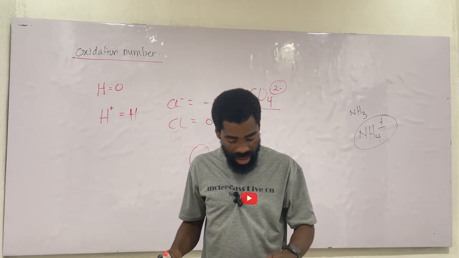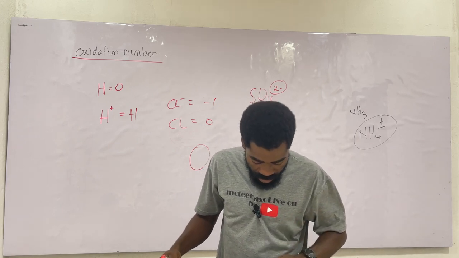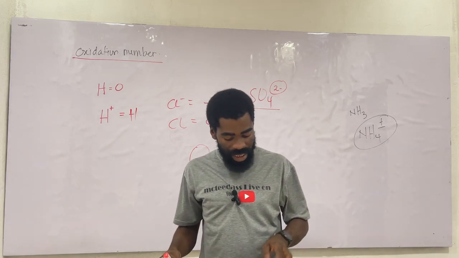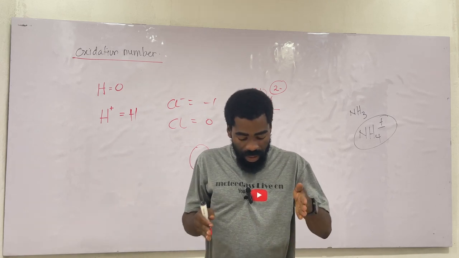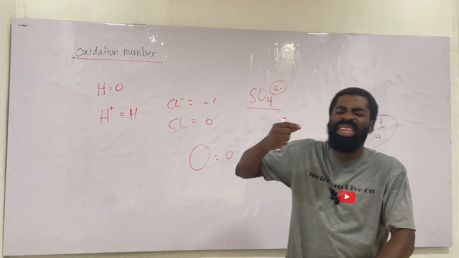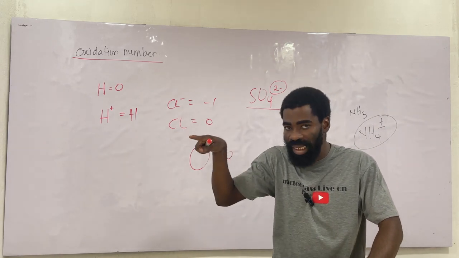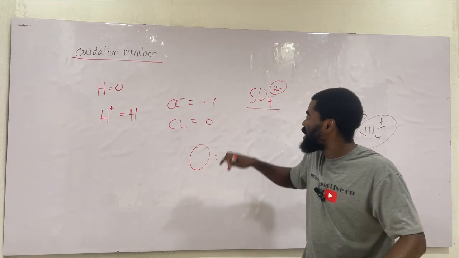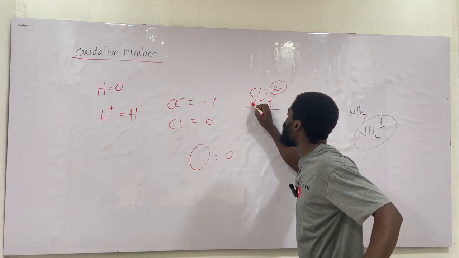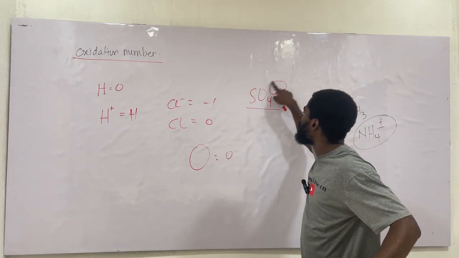Hope you get the point I'm making here. Very, very important. So let's go. We are saying that in a compound, the sum of the oxidation numbers of the individual elements in the compound equals the overall. Let's say it again: in a compound, the sum of the individual oxidation numbers of the elements present equals this.